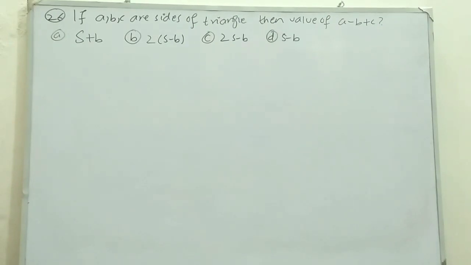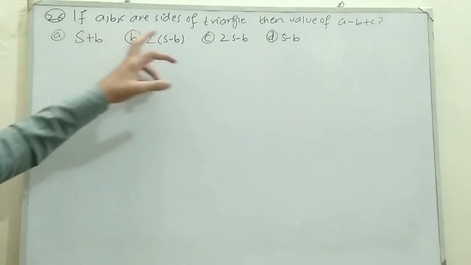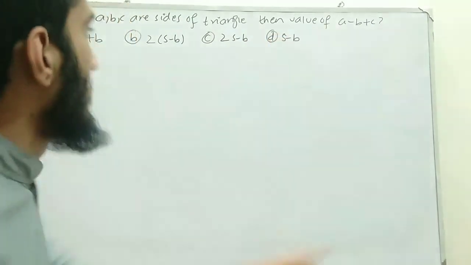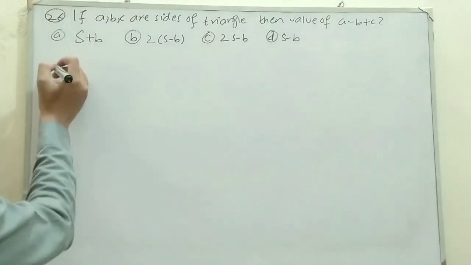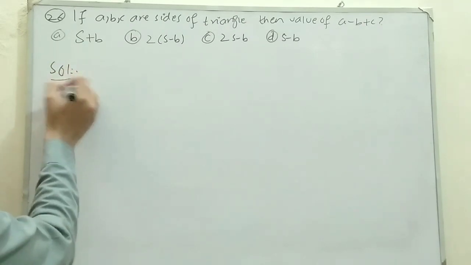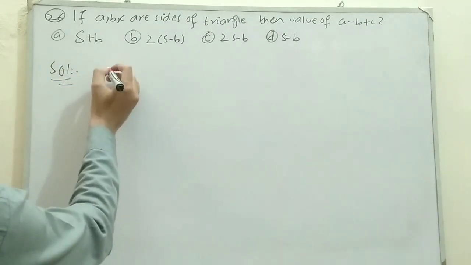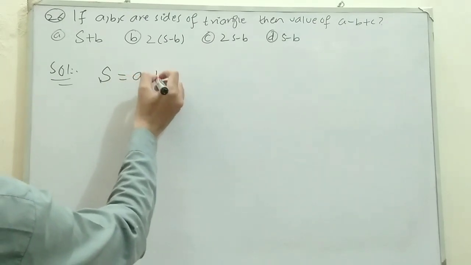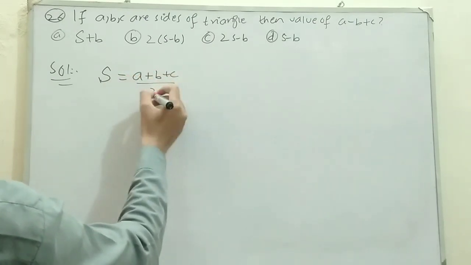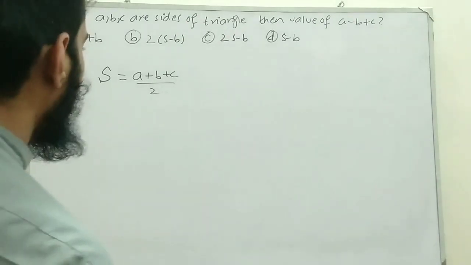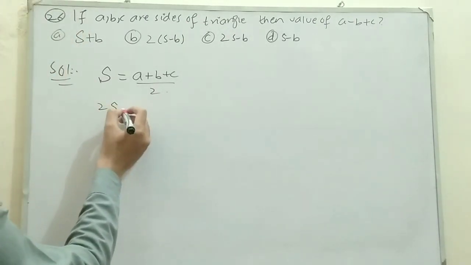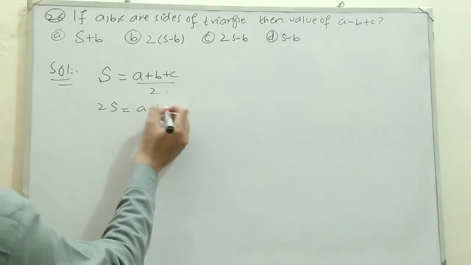Now move toward MCQ number 26. It tells that if a, b, c are the sides of a triangle ABC, then what will be the value of a minus b plus c? 4 options are given. So move towards a solution of this MCQ number 26. You know that we already learned in the previous video that s will be equal to a plus b plus c divided by 2. This is for the triangle ABC. Now move the 2 to the left hand side. It becomes 2 times s is equal to a plus b plus c.